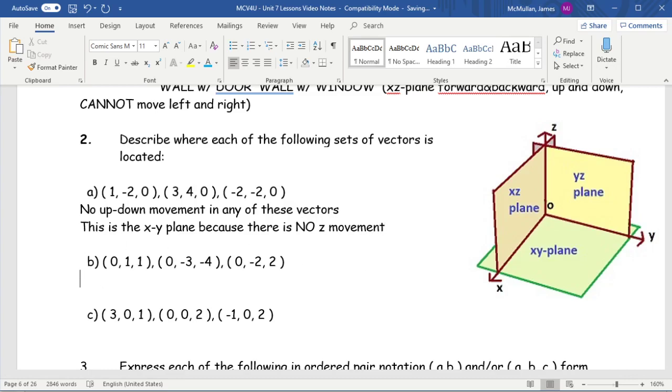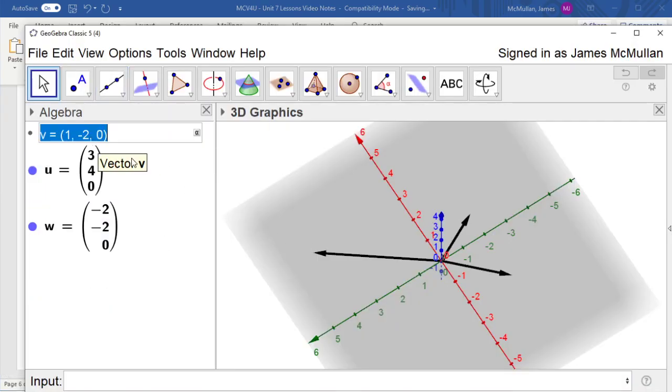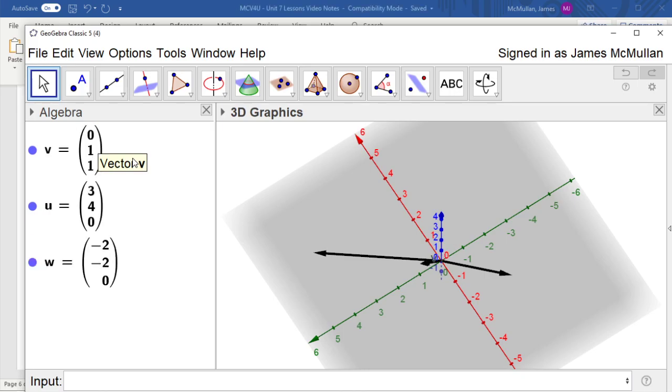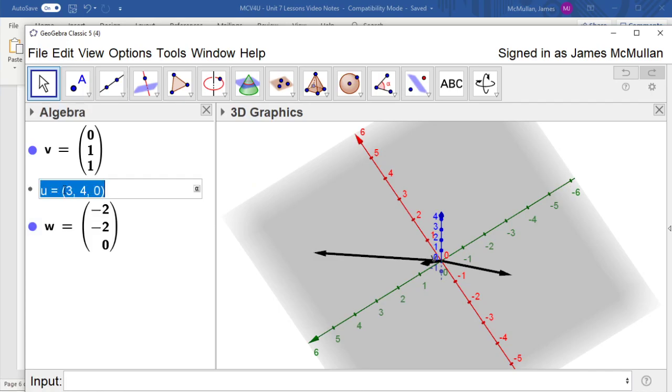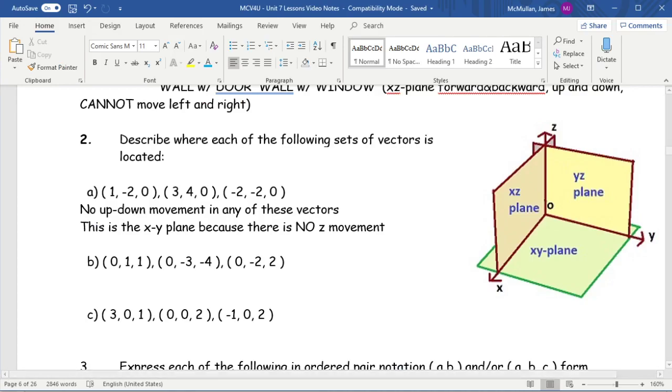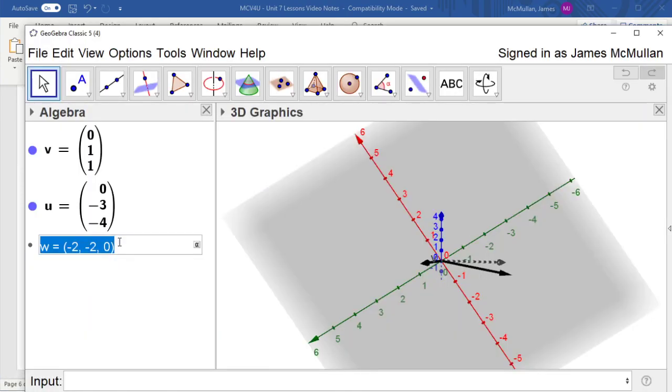Now again, the same argument would be here. I will draw these ones, but I'm not going to bother with the third one. But let's draw these ones so you can see. So this one was 0, 1, 1. This one was 0, -3, -4. This was 0, -2, and +2.